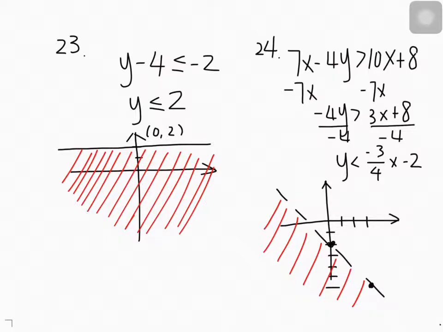Number 24. 7x minus 4y greater than 10x plus 8. Subtract 7x from both sides. I have negative 4y greater than 3x plus 8. Divide both sides by negative 4. Again, when you divide by a negative number, make sure you flip the sign. Y less than negative 3/4 of x minus 2. So this time, we do not have the equal sign, so our borderline would have to be in dashed lines. Anything less than is shaded in color red.